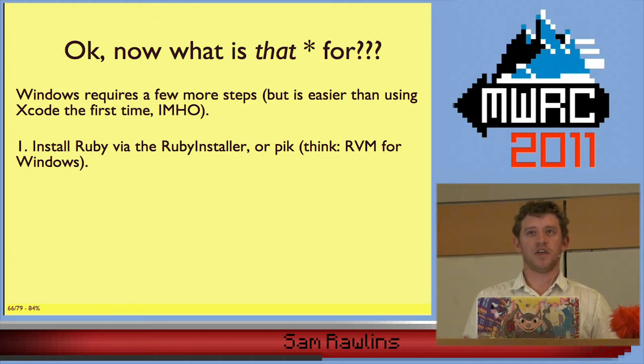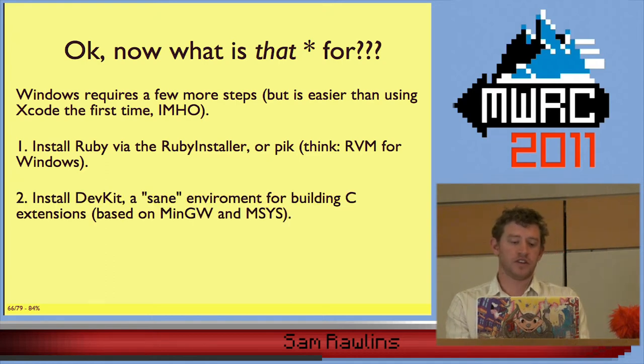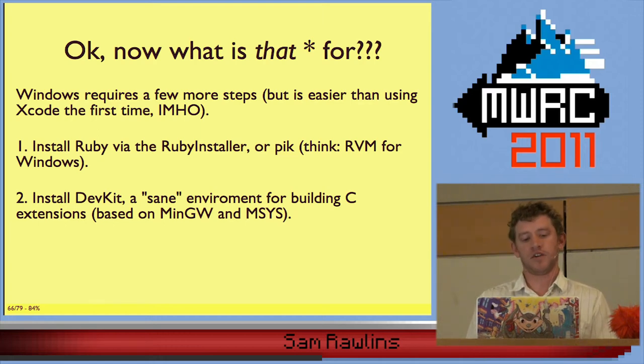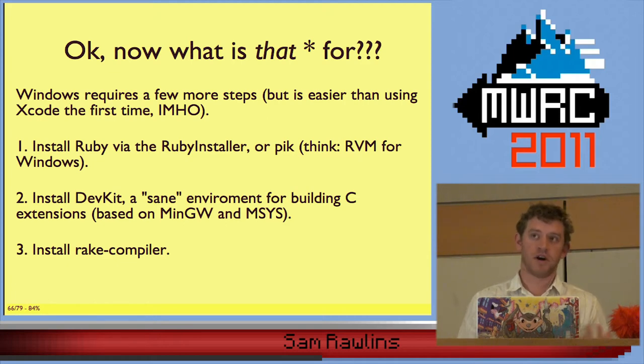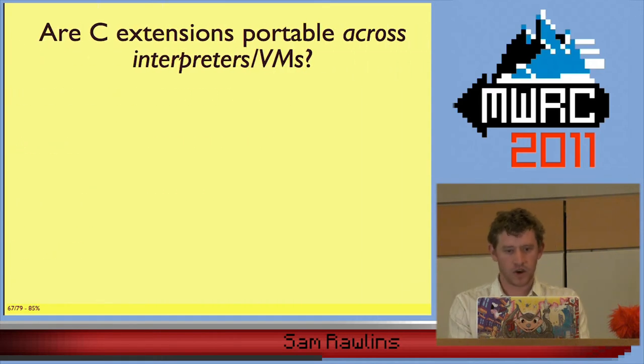Or you can use PIK, and you can think of it as RVM for Windows. It's not as fully featured, but you can manage different Ruby versions. It includes JRuby, etc. You need to install DevKit, which is the same environment for building C extensions. It's just kind of cobbled together from MinGW and MSYS. So they couple these environments together so that you can compile C extensions very easily. And then if you're managing a C extension gem, I highly recommend Rake Compiler. It's this phenomenal tool that will help you cross-compile for different platforms and run tests on different versions of Ruby for your C extension gem. Those are all available on the one website. Okay, so the next question is, are C extensions portable across interpreters or VMs?